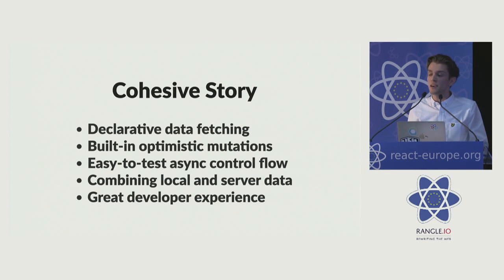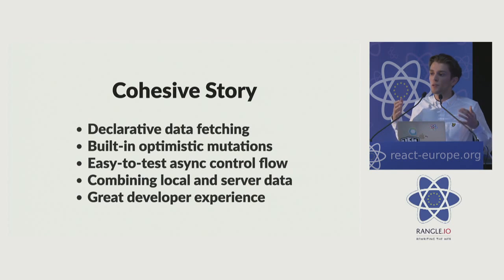So the future of Redux is not Redux itself, but rather a cohesive story about declarative data fetching, like in Relay, built-in optimistic mutations, kind of like Relay 2, easy to test async control flow, like Redux Saga or Redux Observable, combining local and server data, I'm not sure I have a good solution to this, and great developer experience, which is something that Redux tries to provide, but there are much better ways to do it, and MobX and Cerebral also provide great developer tools.